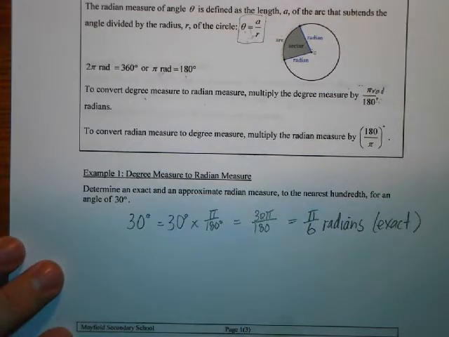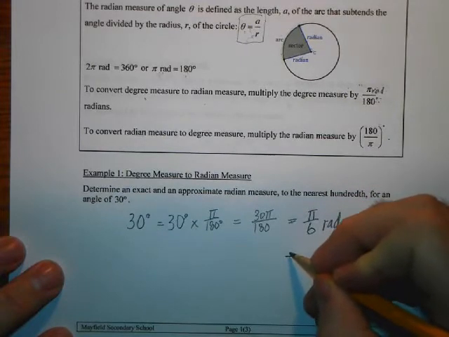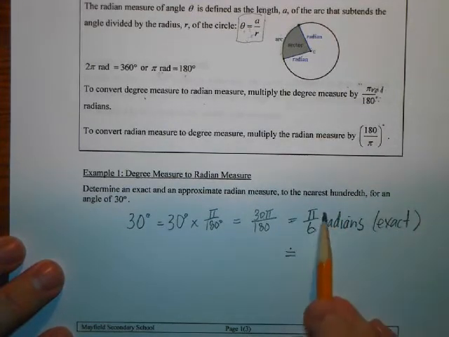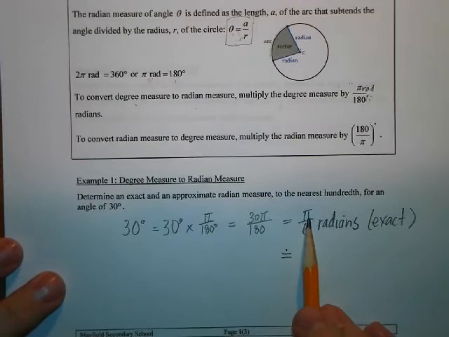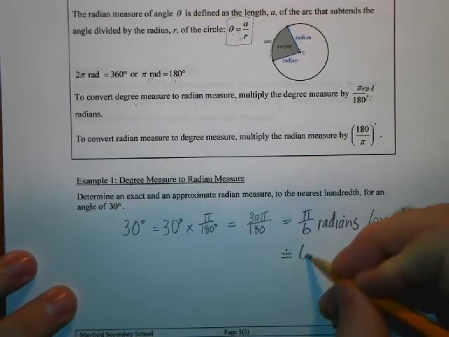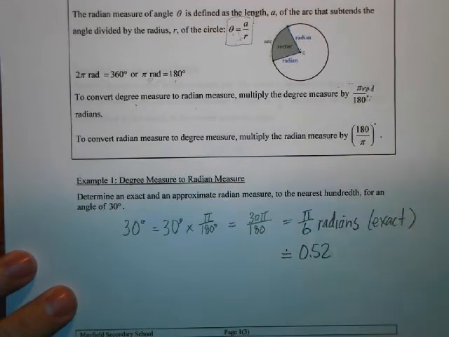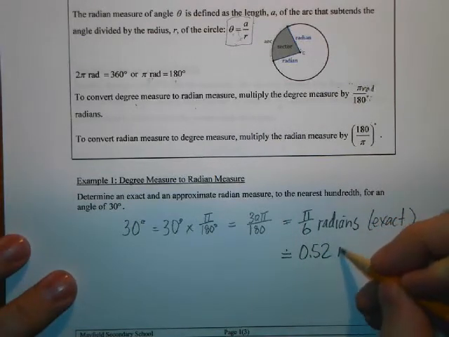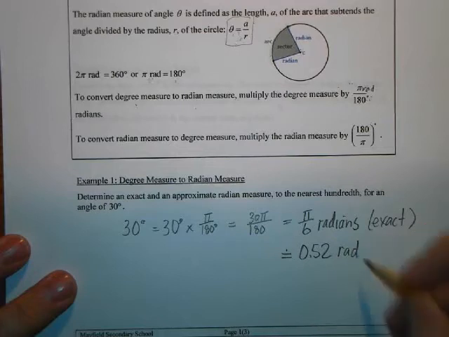Okay, that's the exact. Now, if I want to find the approximate, I just go in the calculator and press the pi button. Don't just type in 3.14, use the pi button every time. So pi button divided by 6, and that gives us 0.52 radians. This time I'll use the short version. Of course, this is approximate.